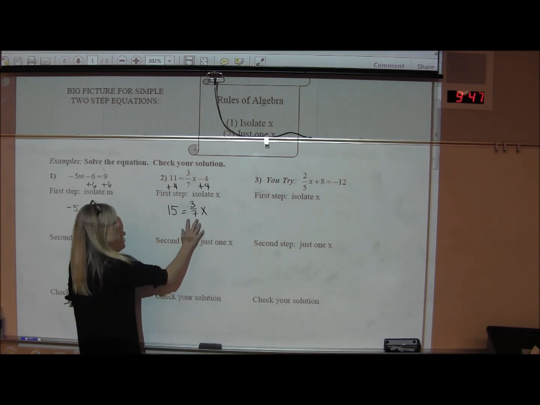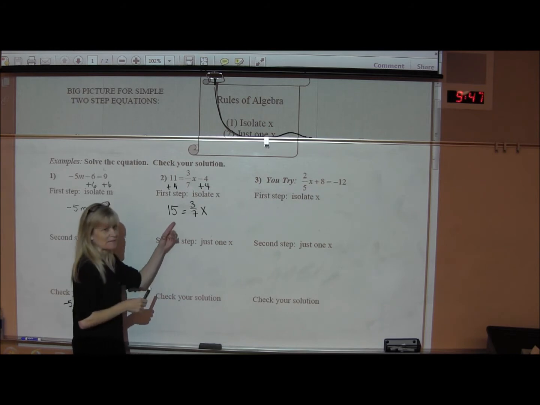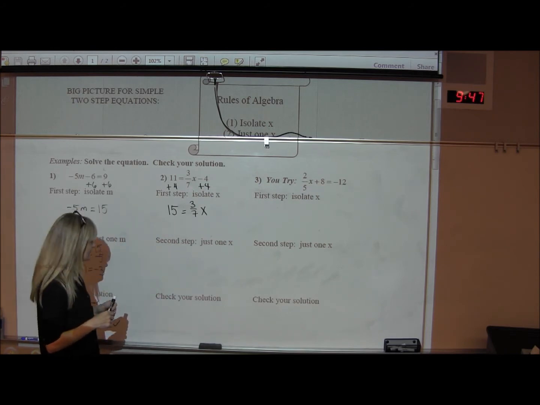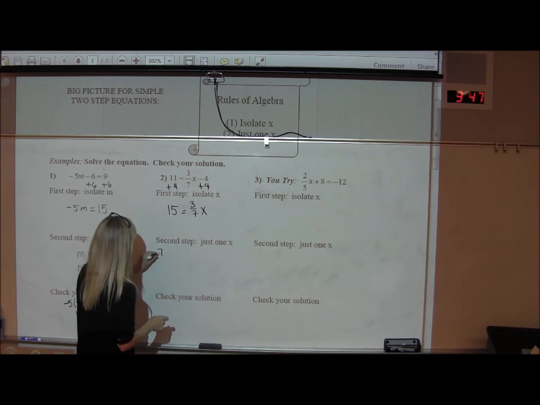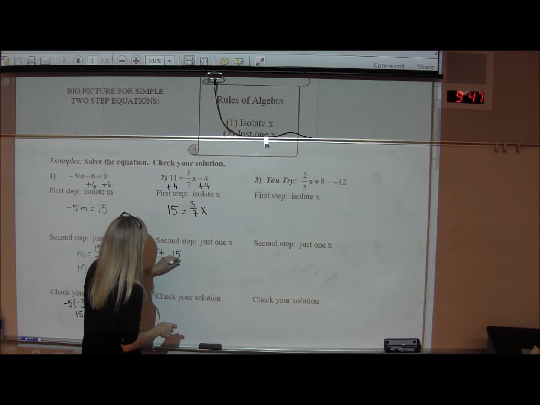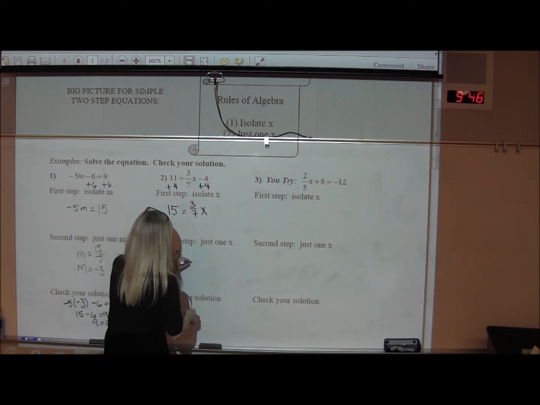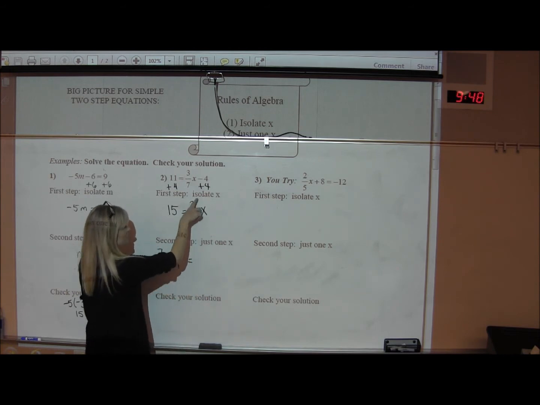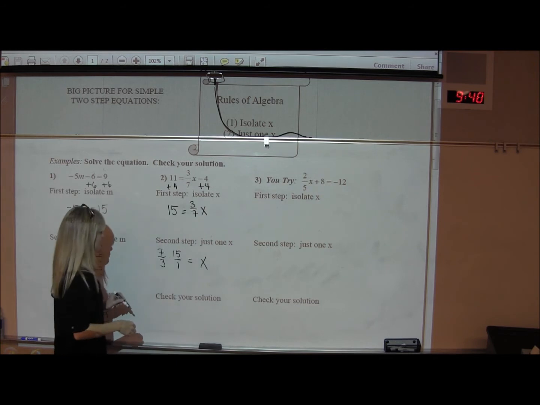Now, I need to multiply by something to get just 1x. What can I multiply by? The reciprocal? The reciprocal. So I'm going to multiply both sides by 7/3. And I'm going to put my 15 over 1, just because it makes multiplying the fraction a little easier. Now, when I multiply this by 7/3, that goes away, right? It becomes a big 1. So then I just have x.